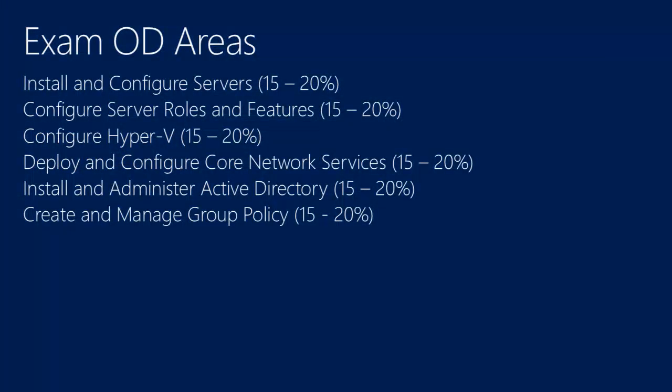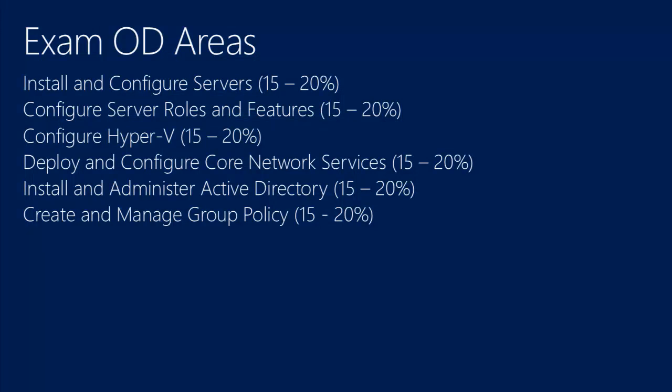When we look on that web page I've just described, there are 6 different subtopic areas. So the percentages of those you can see on the screen behind me. It's roughly 15 to 20% for each of those areas. It might vary depending on what questions you get on the day. So we have things like install and configure servers. We have configure the server roles and features on your servers. We've got Hyper-V called out specifically as well.